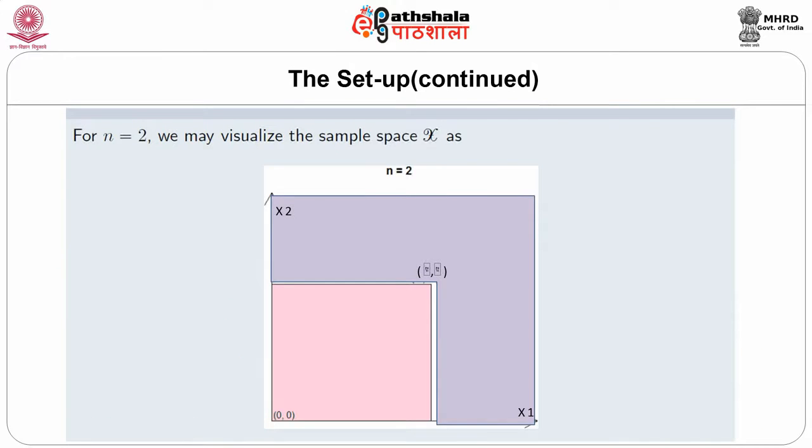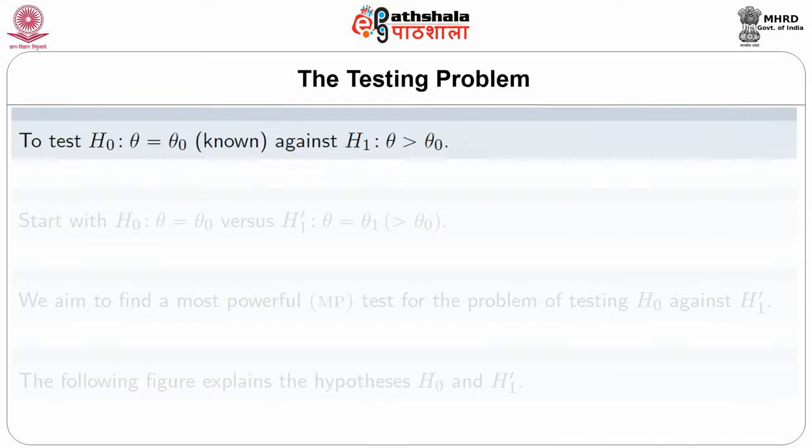Now see this figure. For n = 2, that is only X1 and X2, we may visualize the sample space. So this is the square. X1 lies between 0 and theta and X2 lies between 0 and theta. This region, the violet region, is the sample space. So we consider the problem of testing H0: theta = theta0, theta0 is known, against H1: theta is greater than theta0.